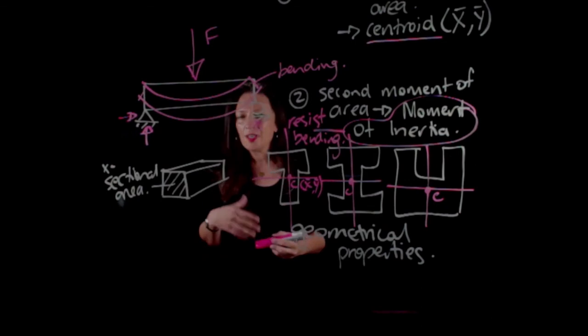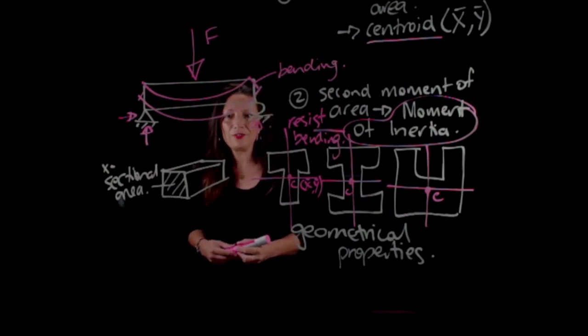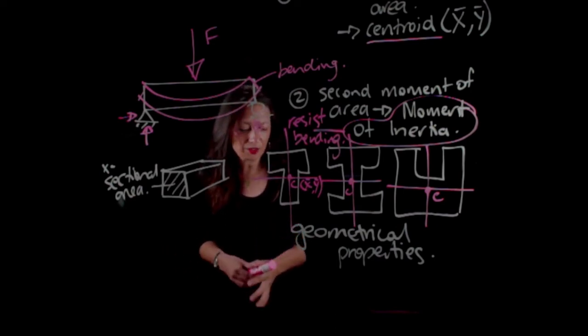So let's take a look at the stress equation for bending. And this is actually called the flexure formula. So what we're going to do now is we're going to take a quick look at this equation and see why the geometrical properties are so important.